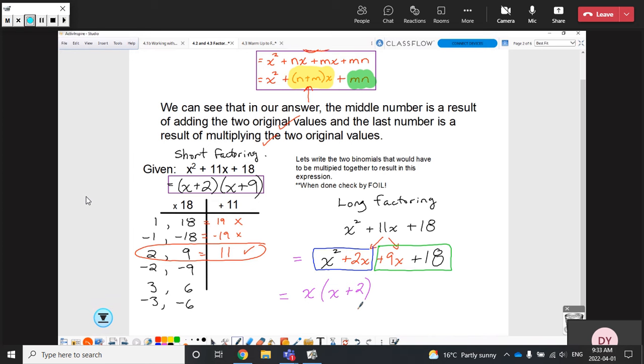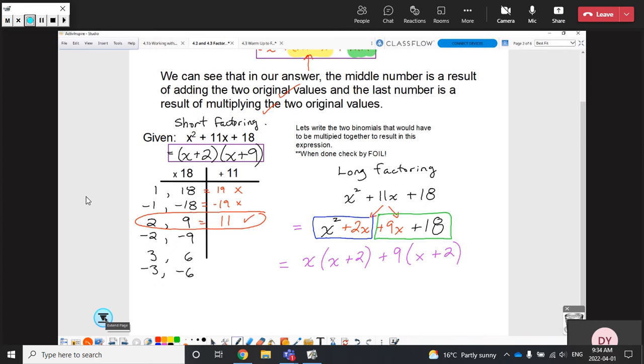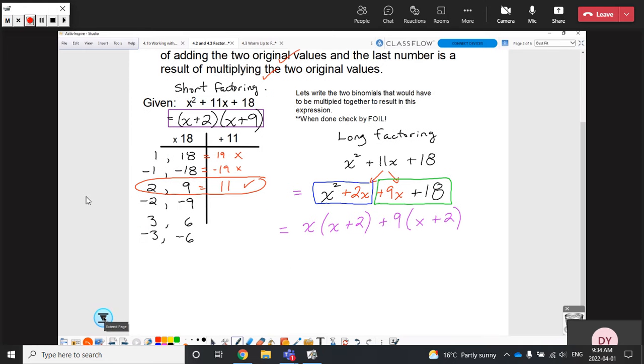And can we common factor anything out of the green group? Absolutely. A 9 bracket x plus 2. We can go one more step in factoring. Sorry, can you see that from back there? We can go one more step in factoring and common factor the x plus 2. So we can say, okay, x plus 2, and then we have x plus 9. And after yesterday's homework, that should be very clear. Does that feel okay so far?